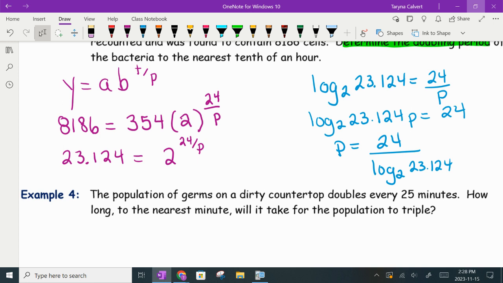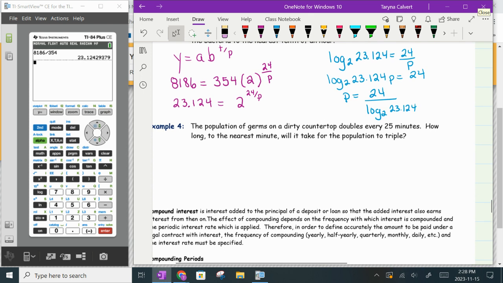You could literally put into y1 8,186. Into y2, you could put 354 bracket 2 to the exponent of 24 over x. The only thing with that, guys, is you have to be good with your windows. I'm hoping you would look at that and go, okay, my y max better be more than 8,100, right? And then thinking of the period, just put a really big value for x, because then it'll calculate the point of intersection regardless. Because again, I don't care how you get the answer. The main thing with these word problems is they're checking to see if you can write the equation. But again, is it important that you understand the math behind it? Absolutely.